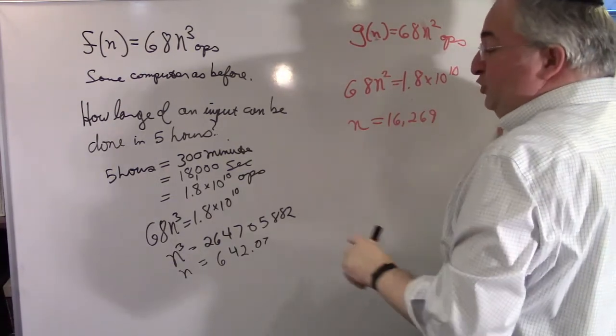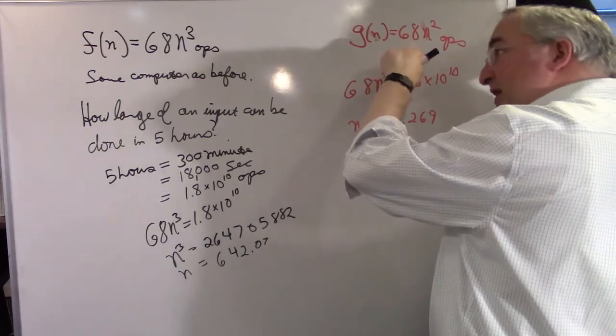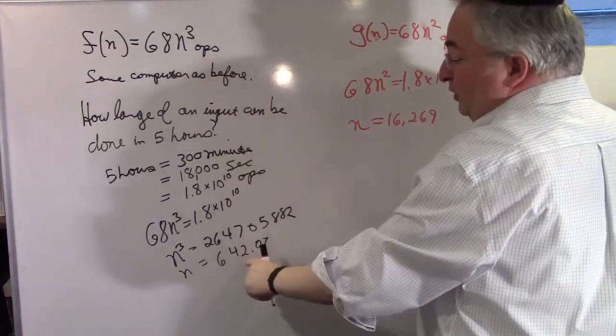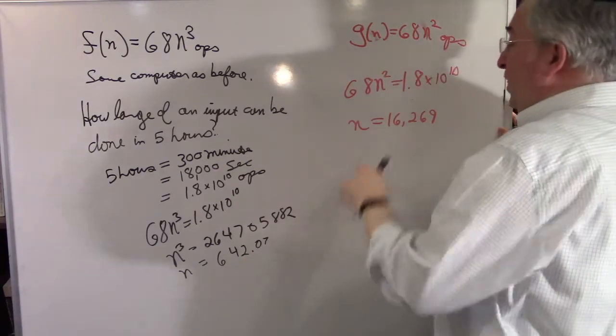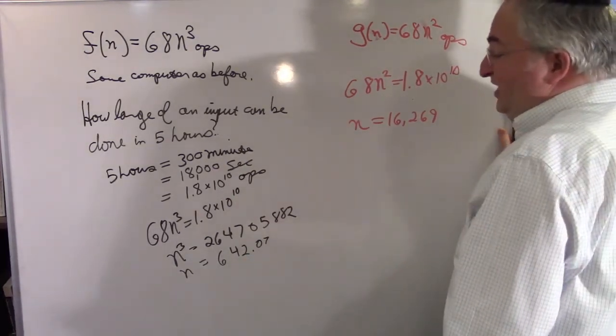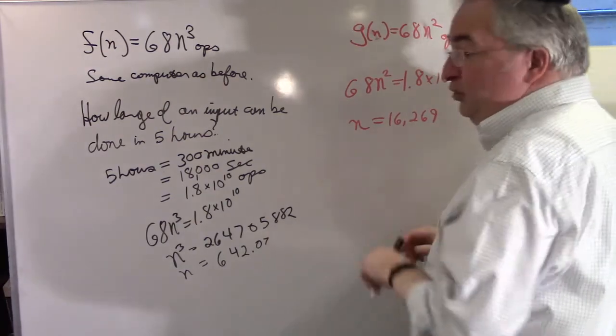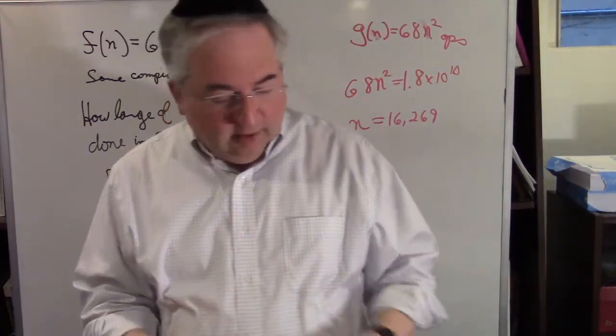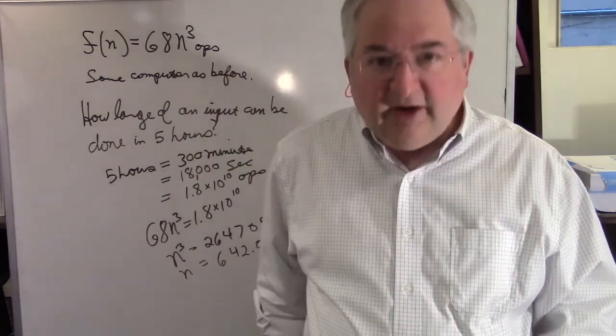You would rather do it on this algorithm than this algorithm, because here in 5 hours you'll only be able to do 642. In this algorithm you'll be able to do 16,269. Your boss is going to like you a lot more. Okay, so that takes care of that.